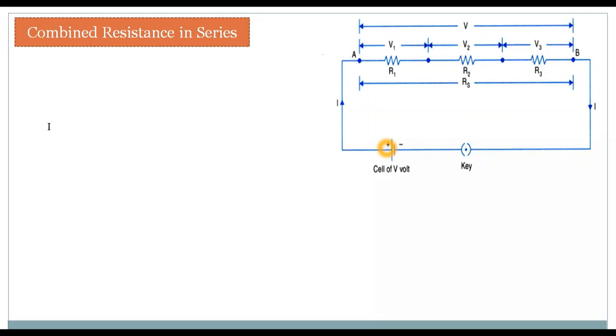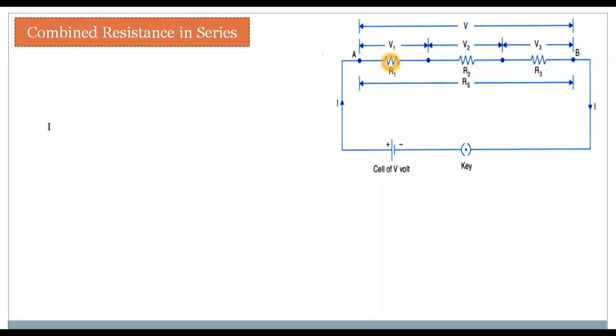So what happens? Each of the resistances will have a different potential difference when joined end to end, and that potential difference definitely will depend on the value of their resistance. But yes, the total potential difference across the ends, that means here at point A and point B, the cell will apply V volt of potential difference. So V volt will be here, move here, and V volt potential difference will be here also.